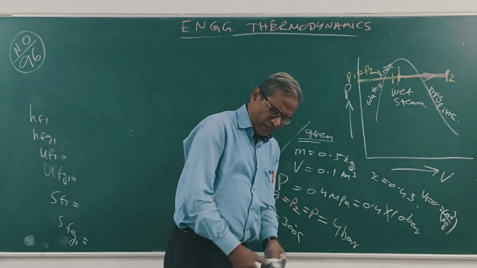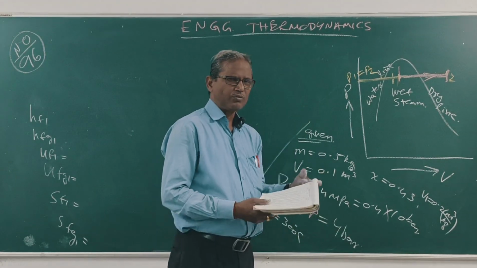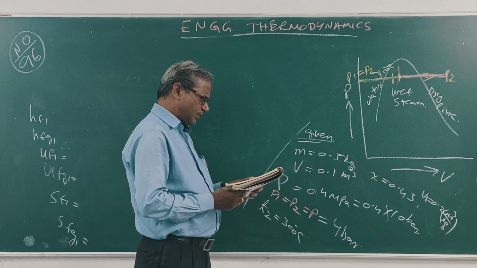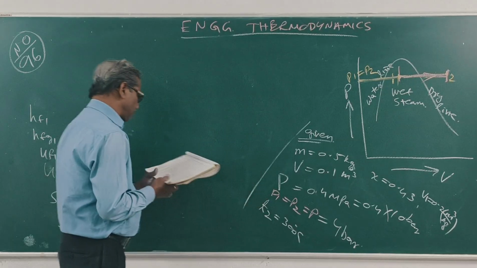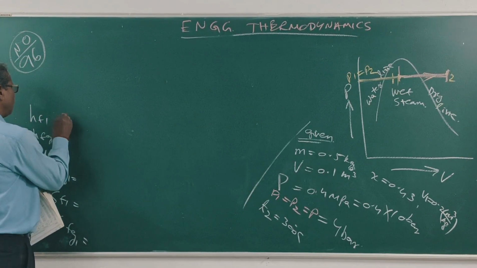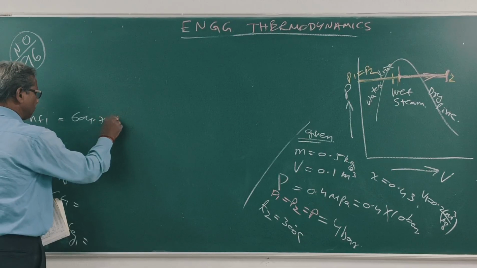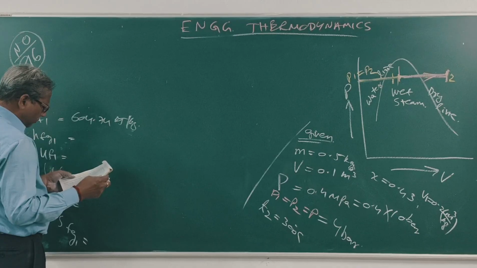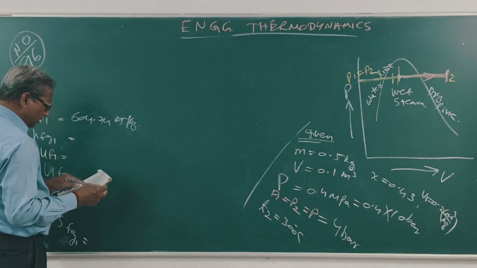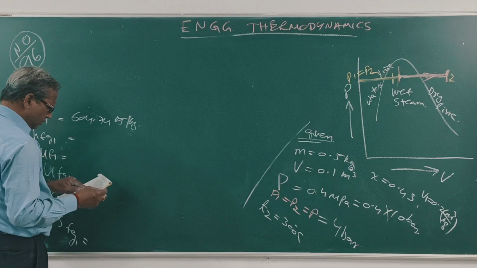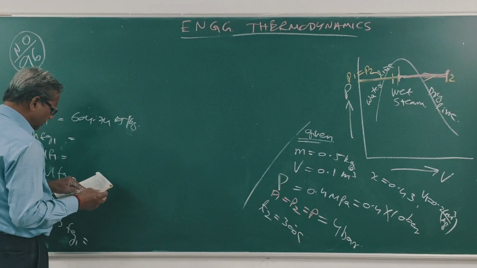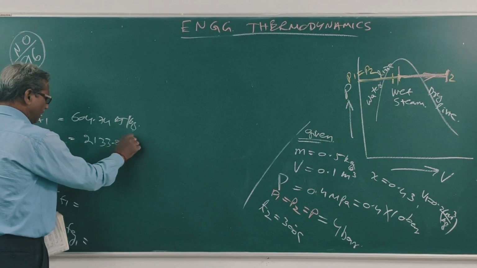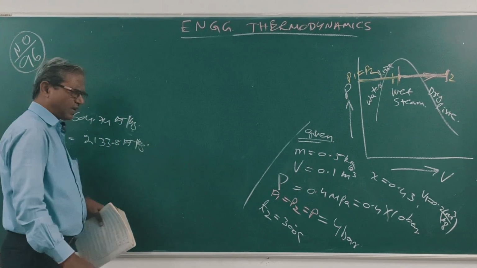Clear? Again I use the steam table at 4 bar. At 4 bar, what is HF? HF is equal to 604.74 kJ per kg. HFG is equal to 2133.8 kJ per kg. Clear?